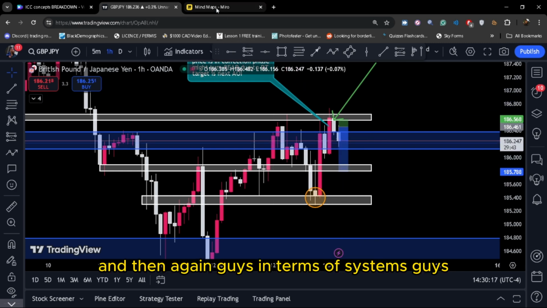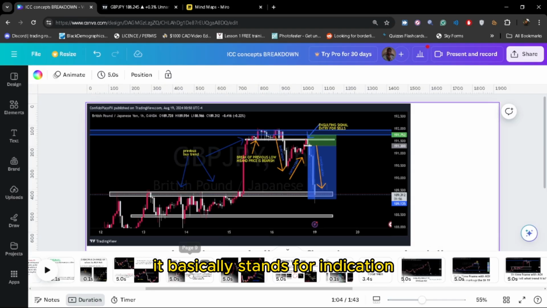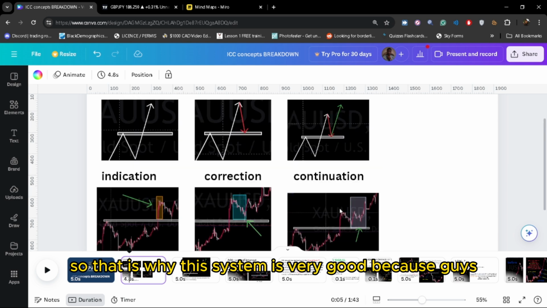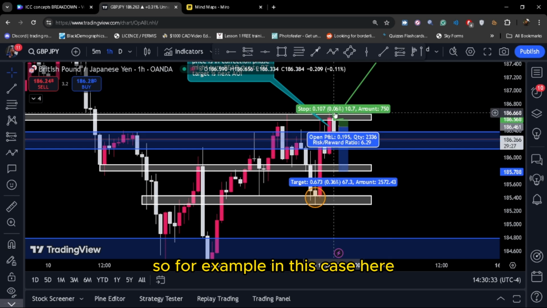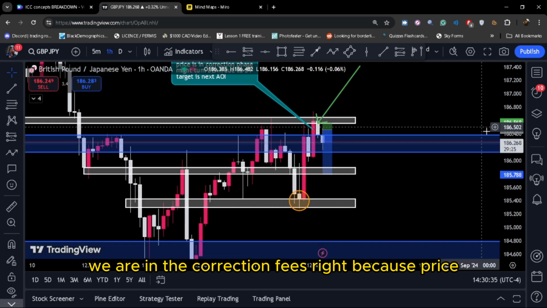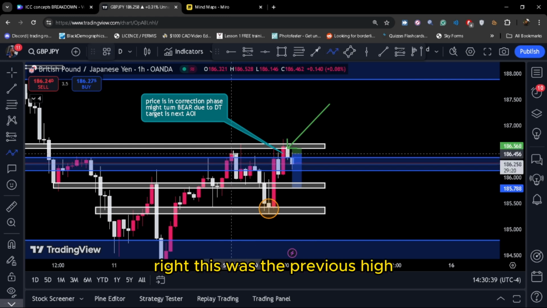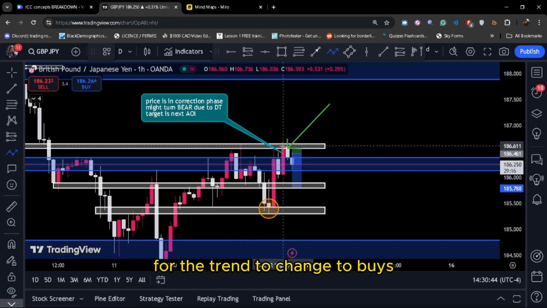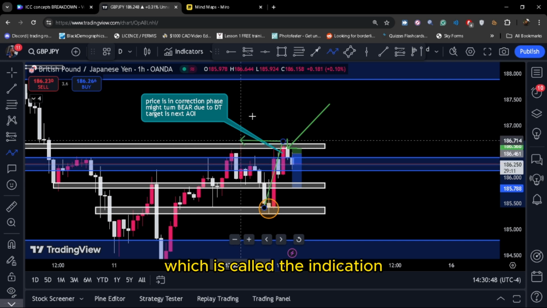And then again, guys, in terms of systems, the ICC concept, if you don't know what that means, it basically stands for indication, correction, continuation, right? That is why this system is very good, because you know exactly where you are in the market. So for example, in this case here, we are in the correction phase. Because price, this was the previous high that price needed to break for the trend to change to buys, because it was selling. So price broke past that high, which is called the indication.